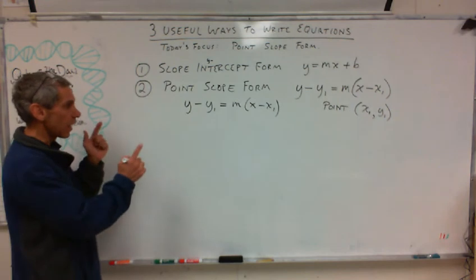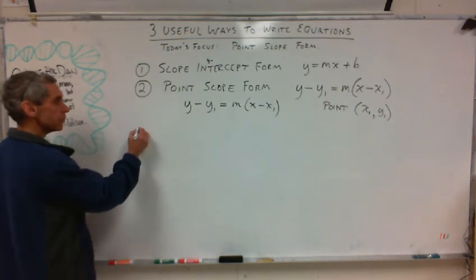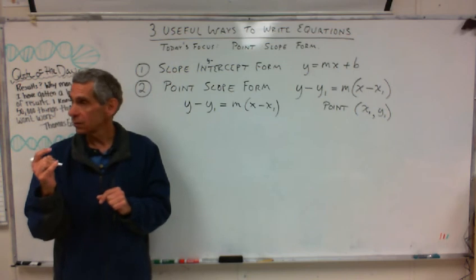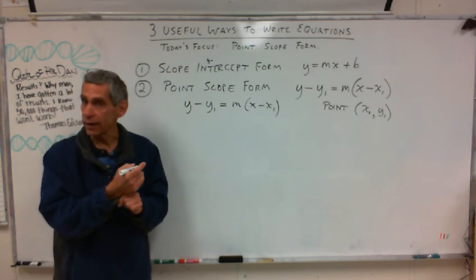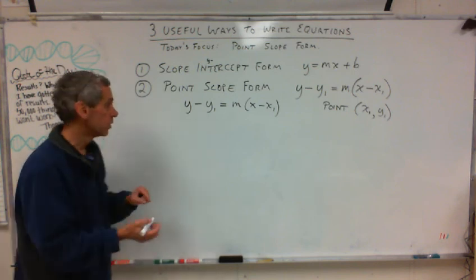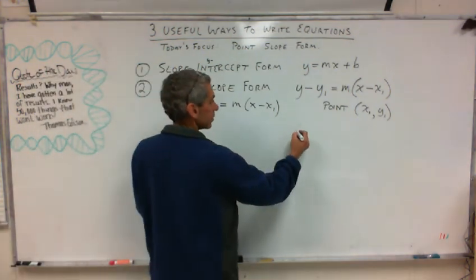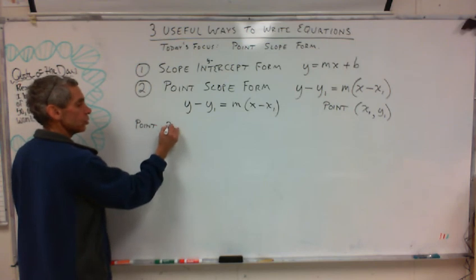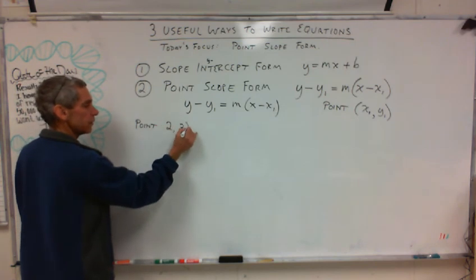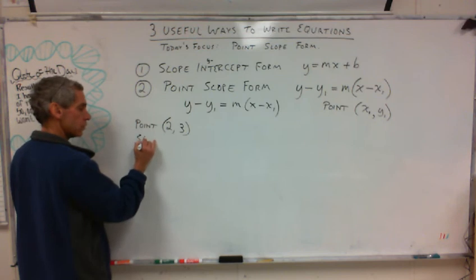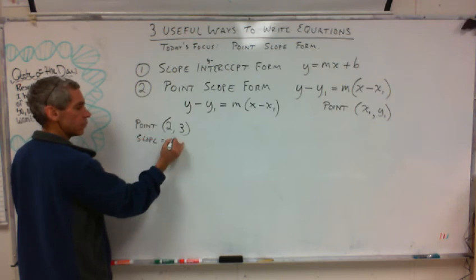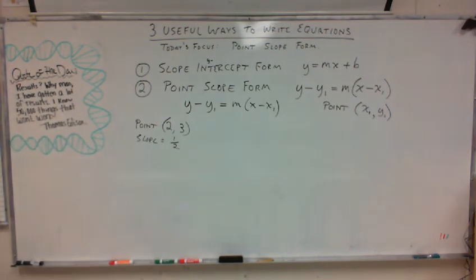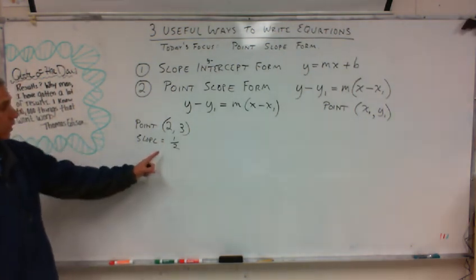Now, let's say I'm going to give you a point and a slope, and I'm going to ask you guys to write an equation given the point and the slope. So let's say the point is 2, 3, and the slope is 1/2. Right? Slope is 1/2. So make sure you write all this down. Okay? All right. So we are going to do this.